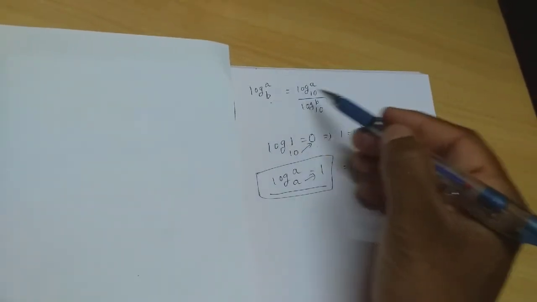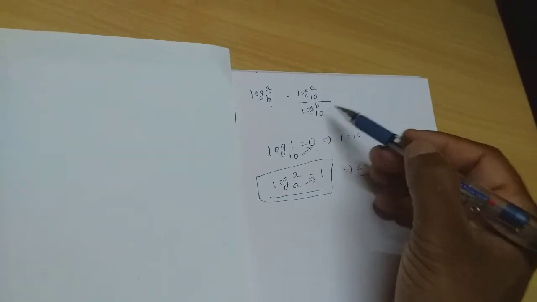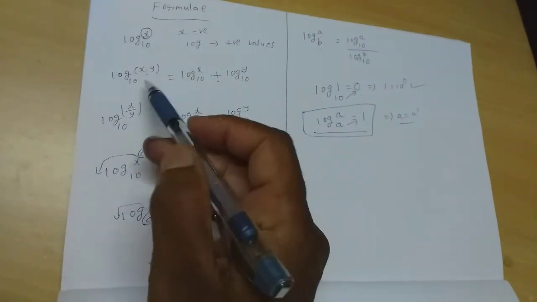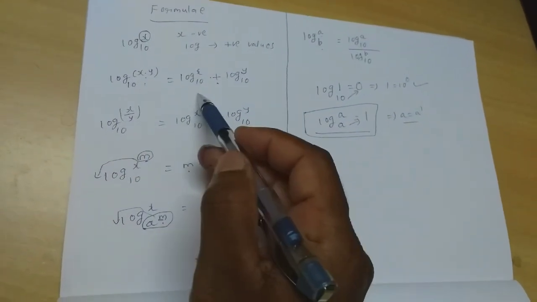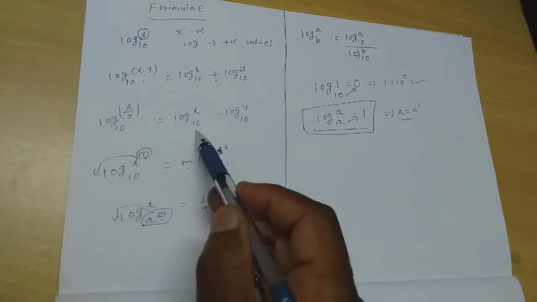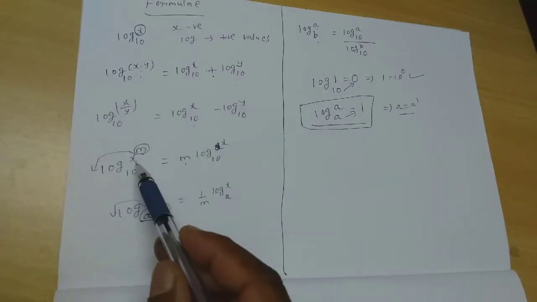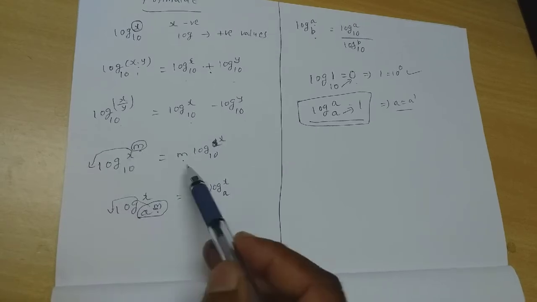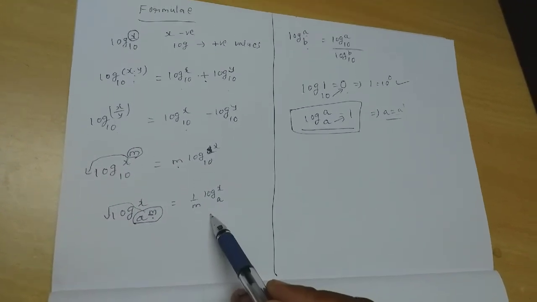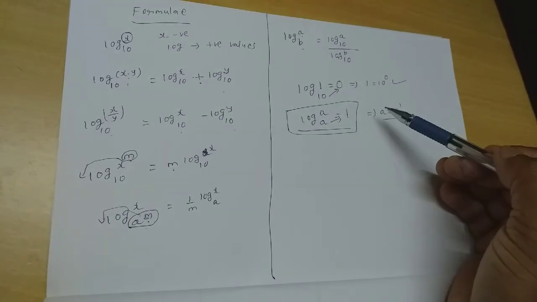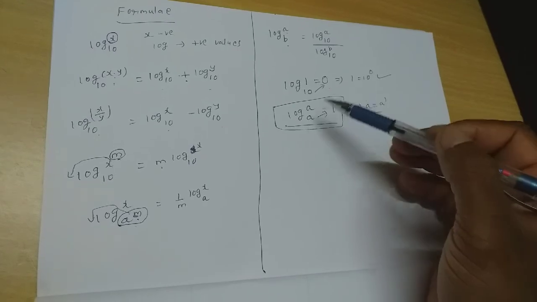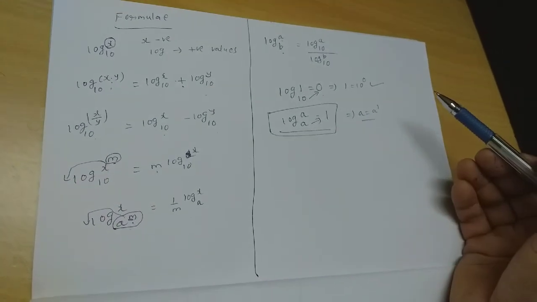And log a base b can be written as log a by log b. And the other formulas that you learnt are: if it is x into y, it will become log x plus log y. If it is x by y, log x minus log y. If x has got power m, it comes before the log. If the base has got power m, before the log it will become 1 by m. And these are the formulas. Only these formulas you have in logs. If you know all these formulas, you can do any sum on logarithms.